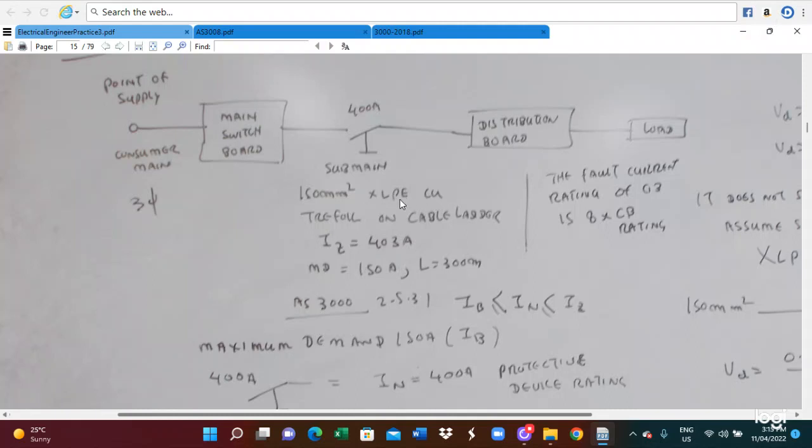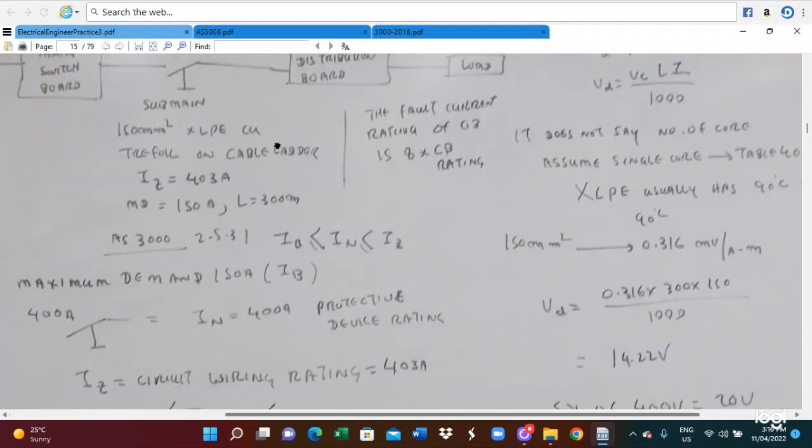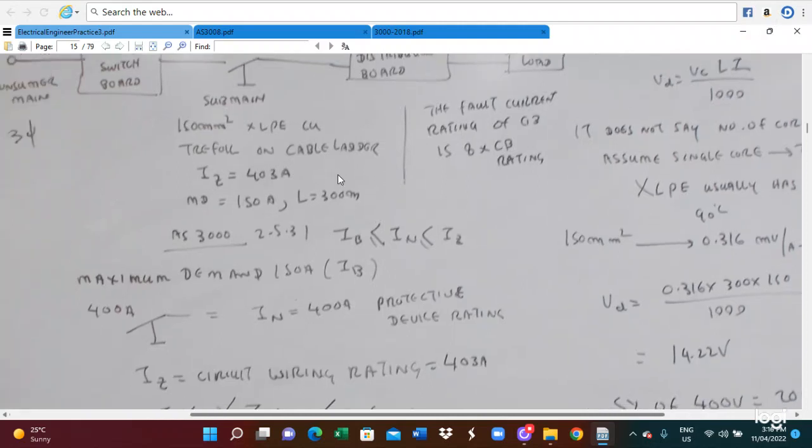The copper conductor is given, with line, active, phase and the earth conductor included. They are arranged with the 3.5, and the IZ value is 403 ampere. This is a maximum demand of 150 ampere, with a length of 300 meter. Also, the fault current rating of the circuit breaker is 8 times the circuit breaker rating. So with this information, we have to follow this.